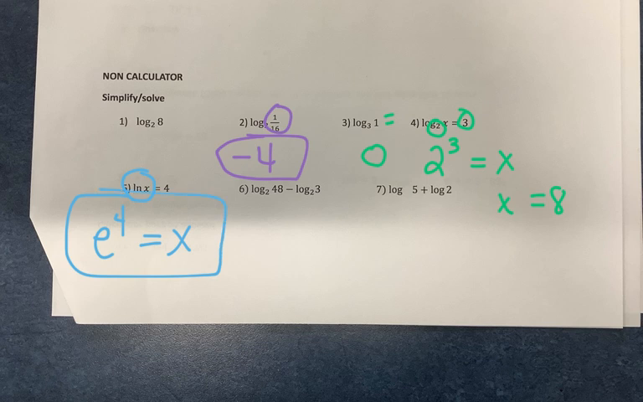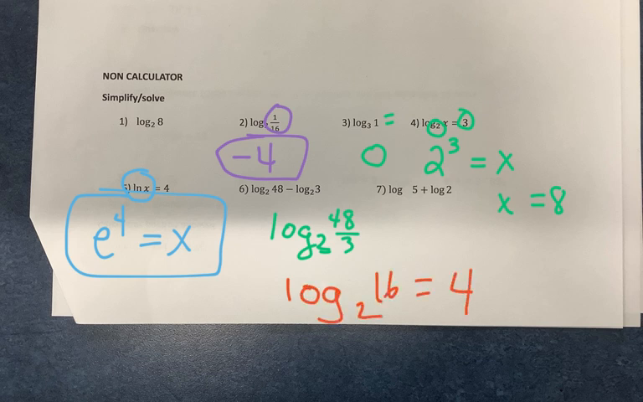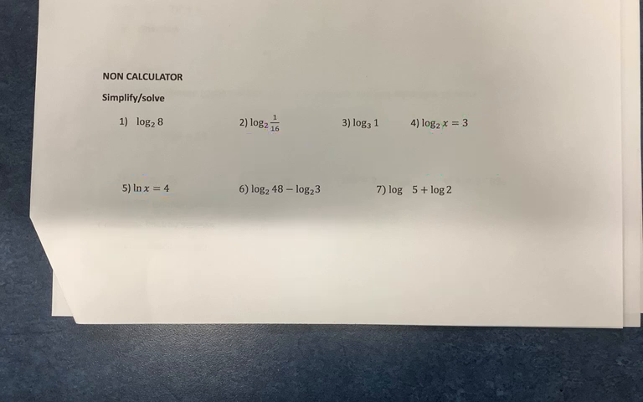Now the next one here is a good problem. It's a subtraction problem, and subtraction really is division using our log properties. So this is log of 48 over 3. The bases don't change at all in this. Now 48 over 3 is 16. So now I've got log 16 base 2. So 2 to what power is 16? That's 4. So we use the change of base, or condensing, to get to that.